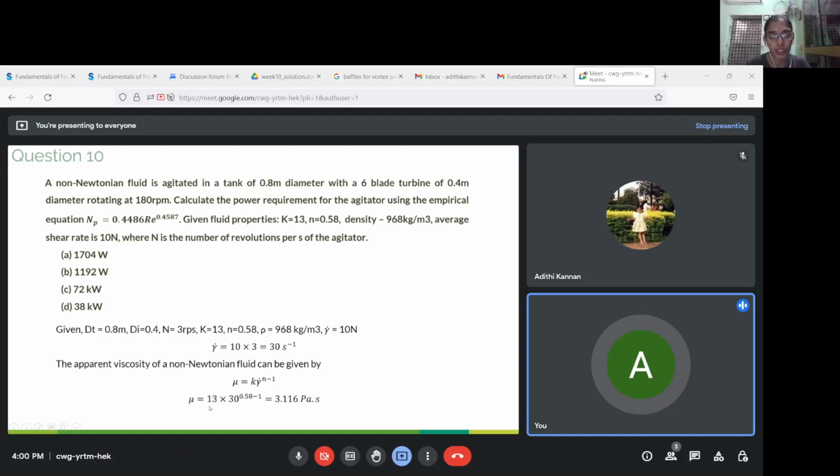So mu is equal to 13, which is your K, into 30, which is what we calculated as your shear rate, raised to N minus 1, that is 0.58 minus 1. So this will give you 3.116 Pascal second. So this is your viscosity. From viscosity, we can calculate the Reynolds number.